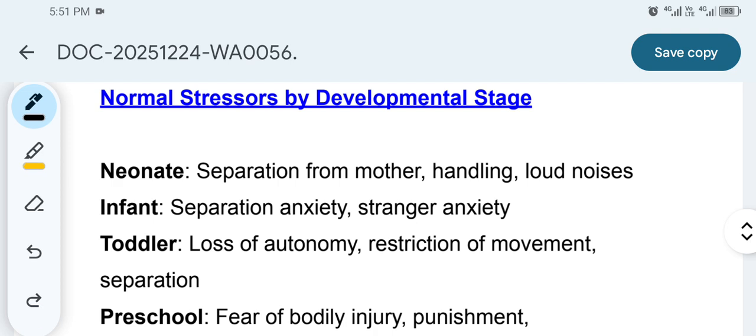When you look at the normal stressors by developmental stage, we need to know that the neonates, someone who is just 1 second to 28 days, have fear of separation from mother. What will happen is that immediately they realize the mother is not there, they start crying.